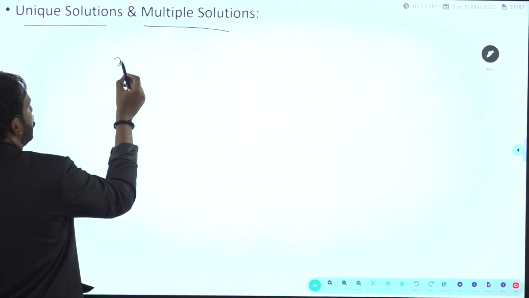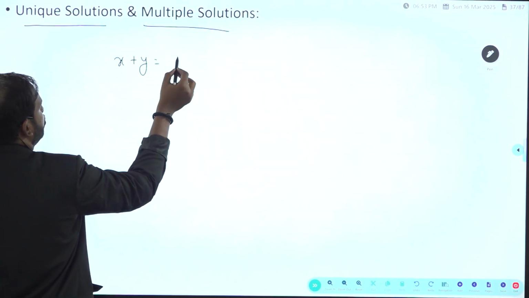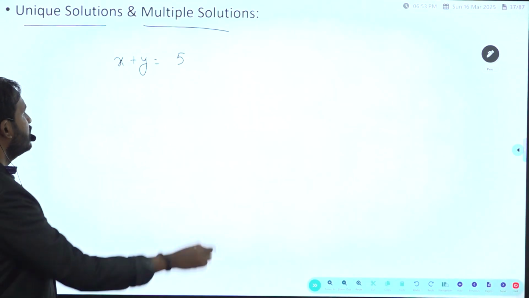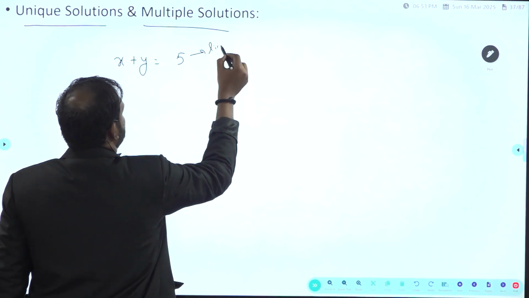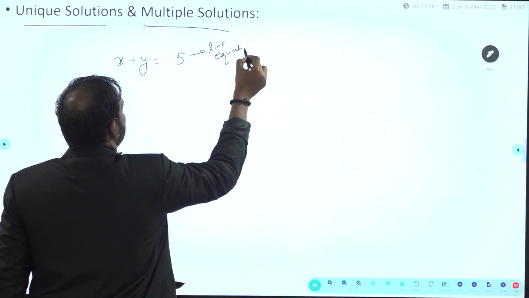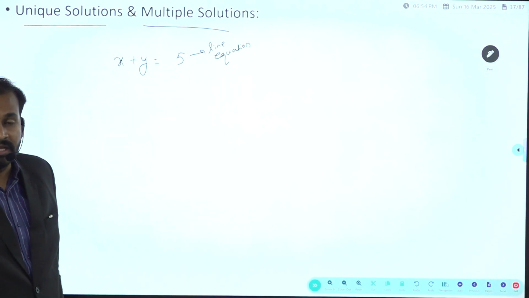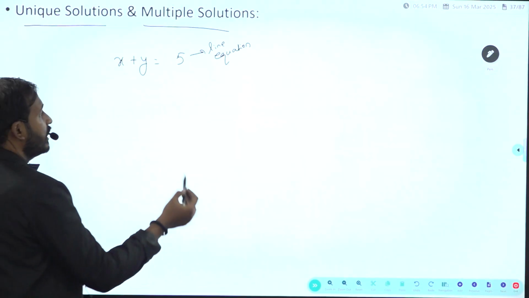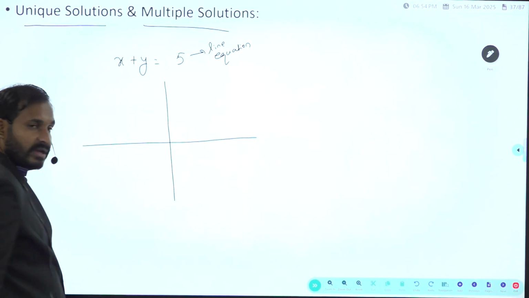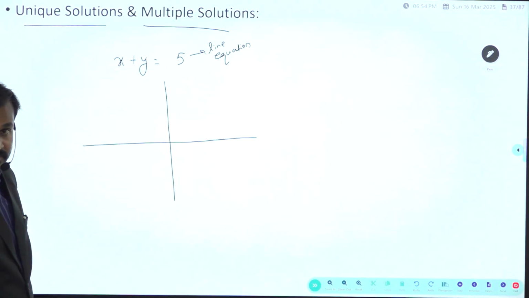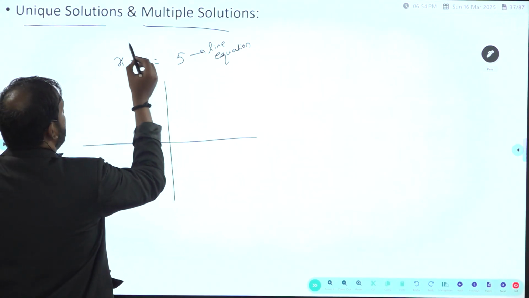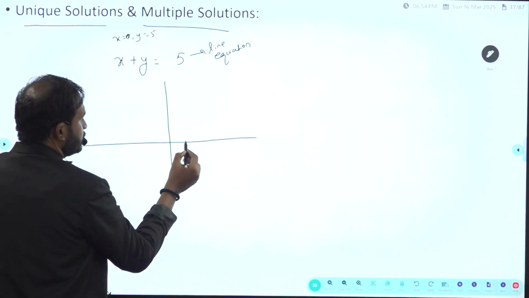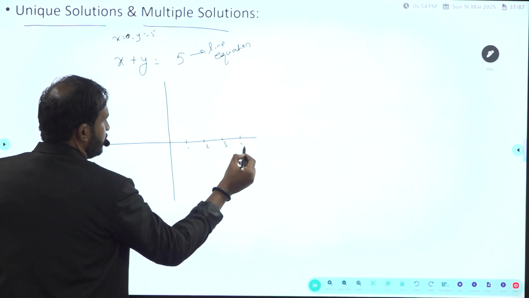See, x plus y is equal to 5. Usually we call this a line equation. So here we will have infinite solutions for x and y. Sir, how are you saying infinite solutions for x and y? Please observe here carefully. I will take x value as 0 and y value as 5. It is possible, right? Okay, I will write the number line also for better understanding.